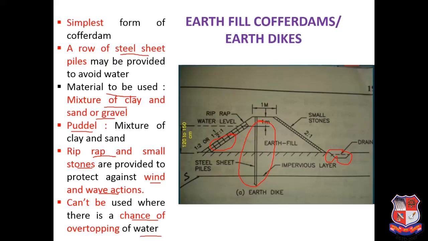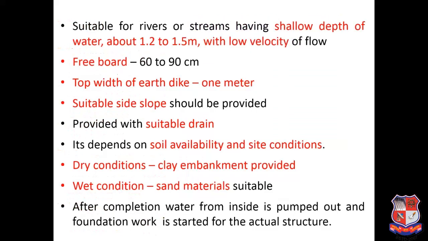So once it is done, dewatering of the water is done, and the whole area becomes dry, and you can utilize it for the construction. So it is suitable for shallow depth, as I discussed, 1.2 to 1.5 meter, and low velocity. Generally freeboard, meaning above water level, 60 to 90 centimeter is kept. Top width of the earth dike may be kept as 1 meter. Then suitable side slope, already I have discussed, provided with suitable drain.